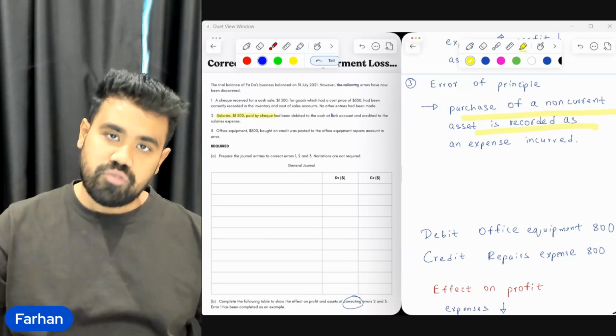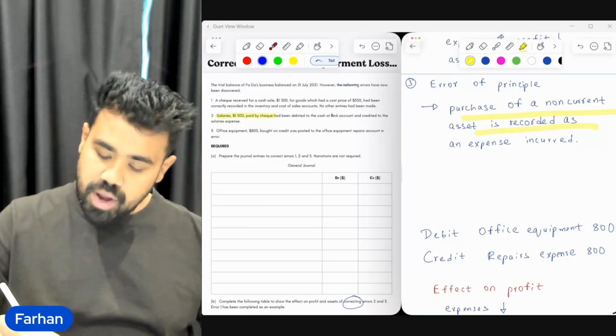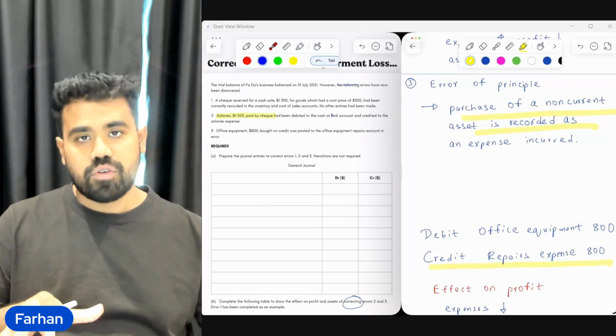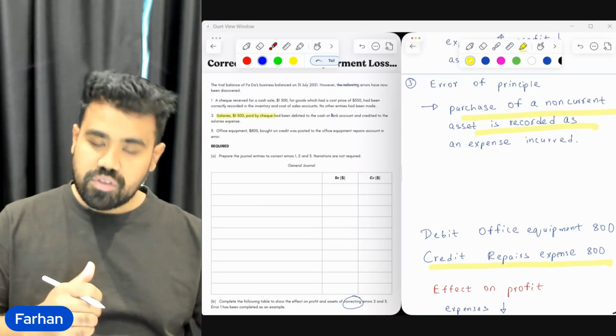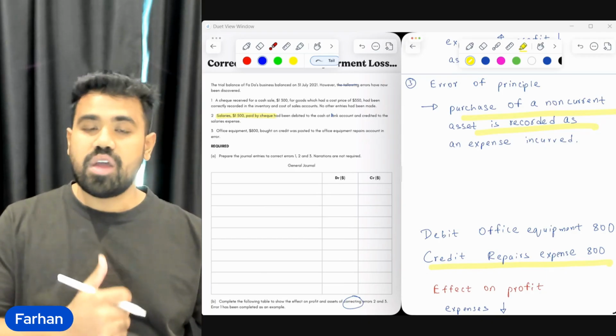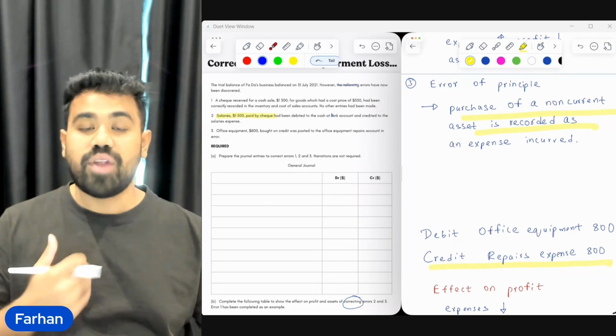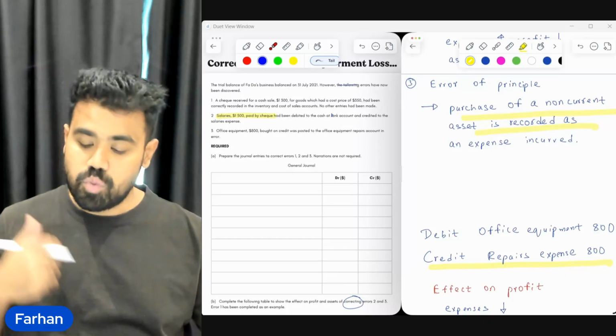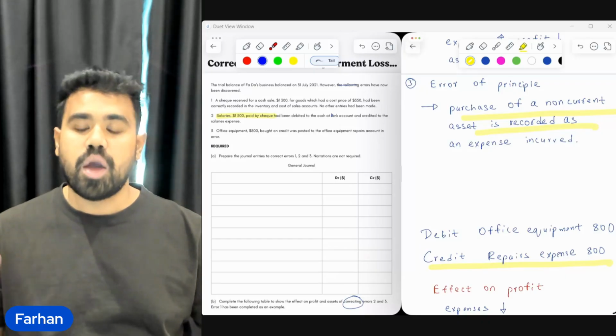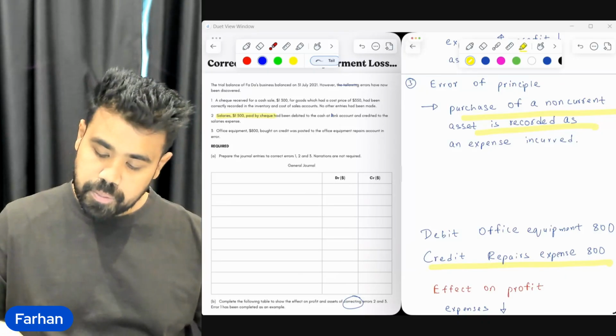So how do we fix this? We credit the repairs expense account by $800. And simultaneously, we understand we bought an asset. Therefore, our asset account, which is the office equipment at cost account, needs to increase. And when assets increase in value, we debit them. So we debit the office equipment account by $800.